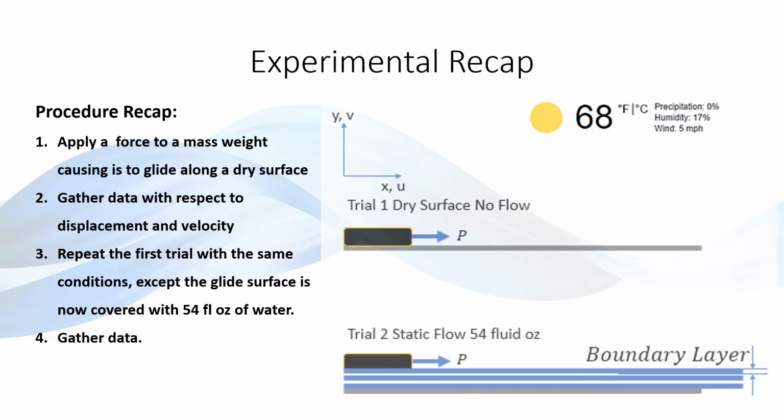This procedure began with a driving force that was my arm sliding a mass weight across the dry surface. The purpose of that run was to gather data to quantify the initial driving force. Then another trial was conducted under the same conditions, except 54 fluid ounces was poured along the channel and viscosity was introduced. Relevant data such as temperature, displacement, velocity, and time were collected during these trials.